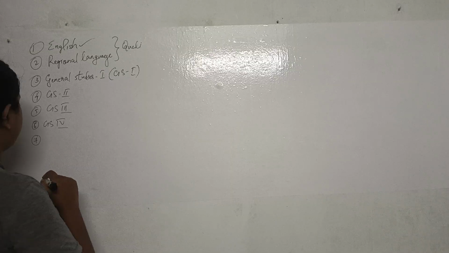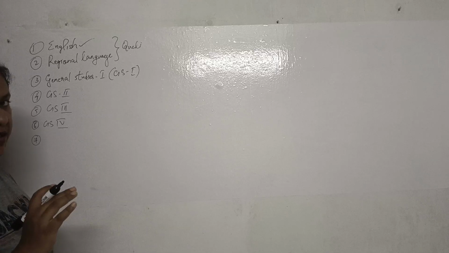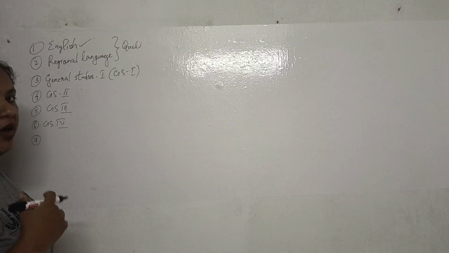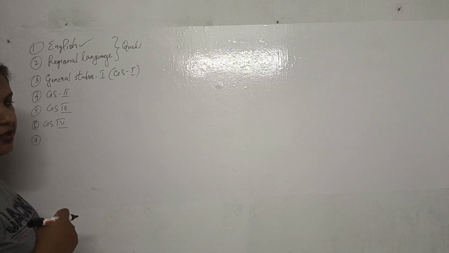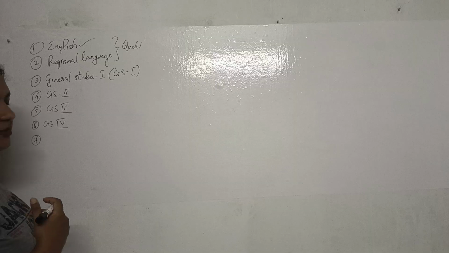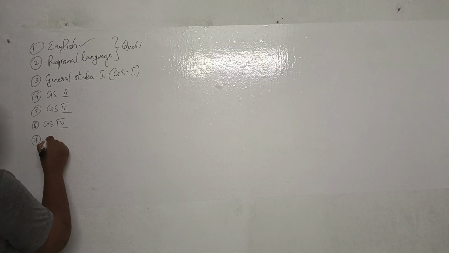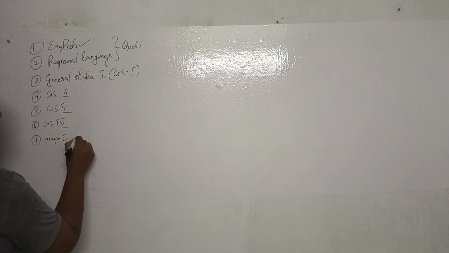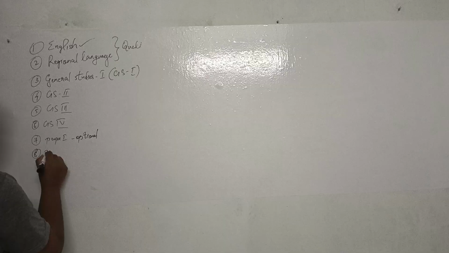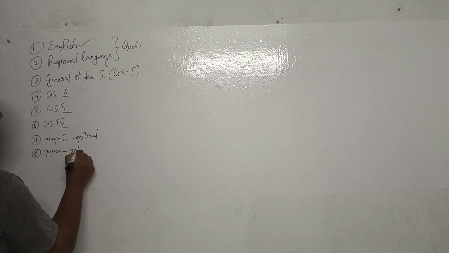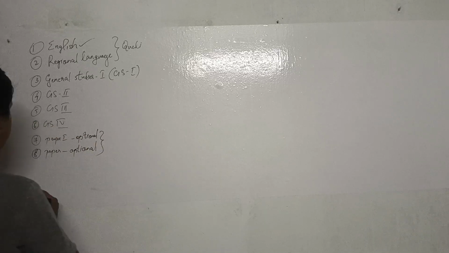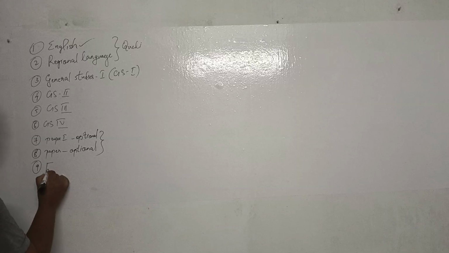For the optional subject, you have to select any subject which is given by UPSC. It has a defined syllabus. Optional subjects normally have two papers, optional paper 1 and optional paper 2. You can select any subject given by UPSC. This is called optional. Then the ninth one is the essay paper.